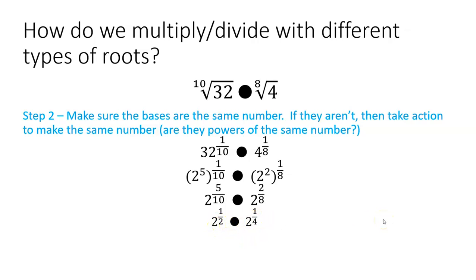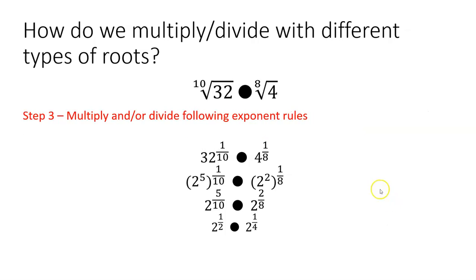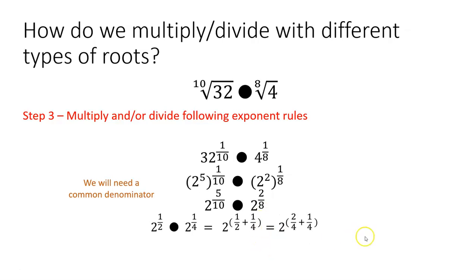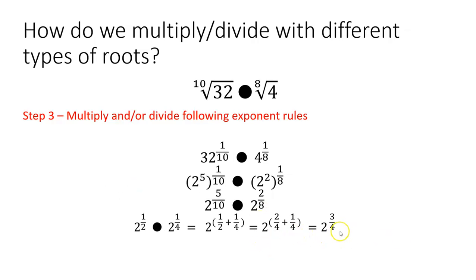We've got the same bases. We're multiplying here, and when we multiply, we have to add the exponents. So we have to add 1/2 and 1/4. It's 2 to the 1/2 plus 1/4 power. We're going to have to get a common denominator. It's going to need to be 4. This will have to change to 2/4. And that's going to take us to 2 to the 3/4 power.